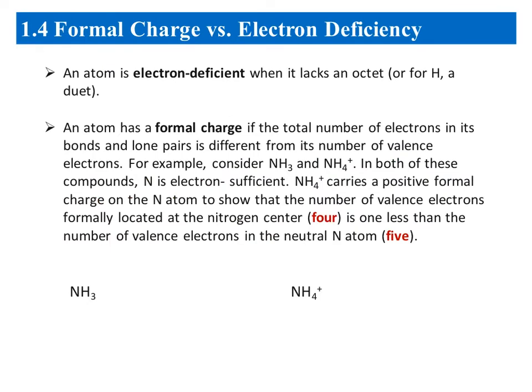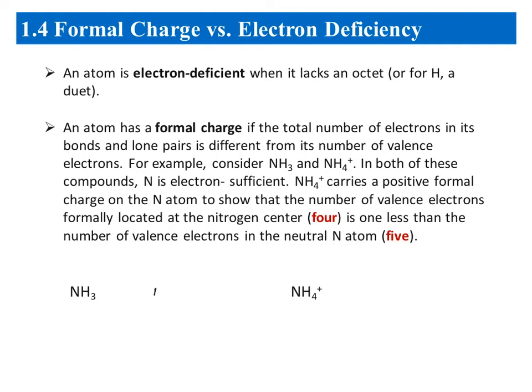It is really important that we distinguish between formal charge versus electron deficiency. An atom is electron deficient when it lacks electrons and it is not octet. However, an atom has formal charge when the number of valence electrons formally located on that atom is different from the number of valence electrons in that neutral atom. So what does that mean?